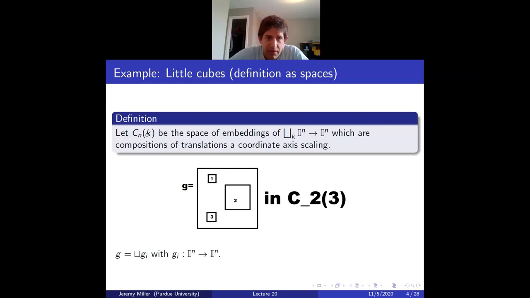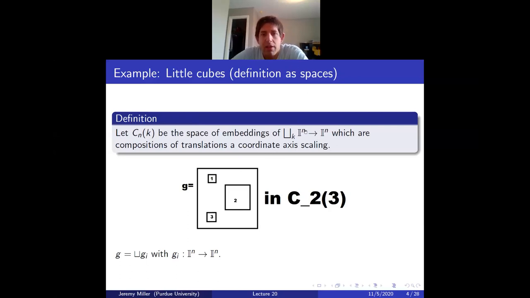Okay, so we have the space C_n(k). It's the space of embeddings of k n-dimensional cubes into an n-dimensional cube, and we assume that the embeddings are compositions of translations and coordinate axis scalings. I don't care if you want them to be squares or rectangles, it's not going to change anything. Because we're assuming that these embeddings are just translations and dilations, they're completely determined by a picture of their image. So that's how we're going to describe cubes. Rigorously they're functions, but we're describing them by pictures of their image.